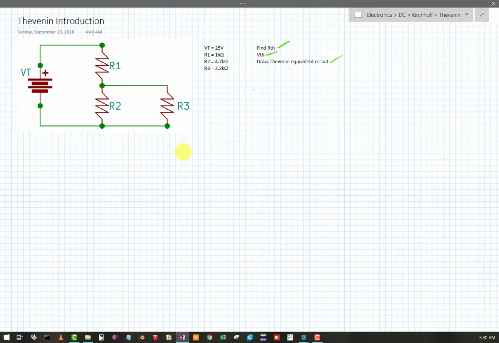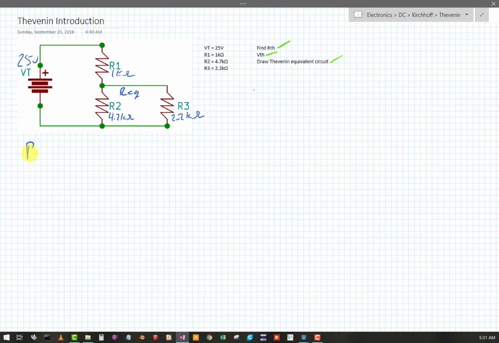Okay, so let's get in here with blue. I'm going to say 1k ohm, 4.7k ohm, 2.2k ohm, 25 volts applied, and there we go. So I know I'm going to find an equivalency right here, and then I'm going to find our total with those two values in series. So let's just rip through this real quick.